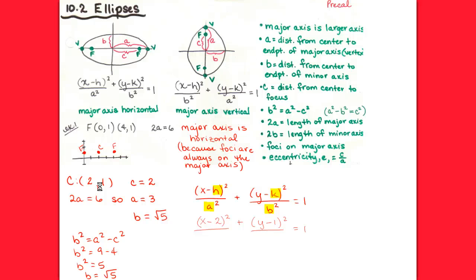And if a was 3, then we can come down here. What's this denominator going to be? 9. And if b was the square root of 5, what's this denominator going to be? 5. So there's our equation. It's a little simpler than what we were having to do before.